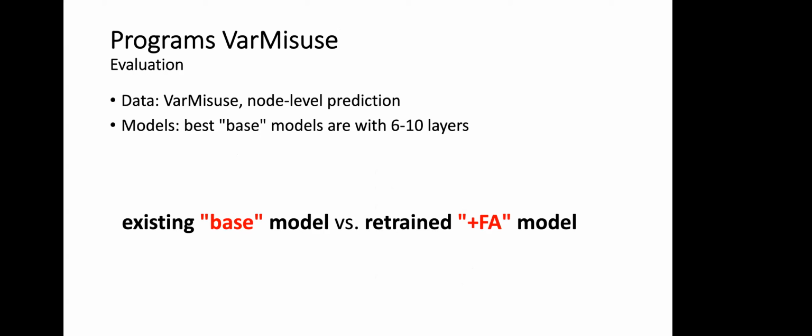The last benchmark they use is called VarMisuse, which is a benchmark targeted at programs. This is a node prediction problem that depends on long-range information in computer programs. The best results were previously found using 6 to 10 layers, which indicates that this is a long-range problem. So they also compare the existing base model with their retrained plus FA model.